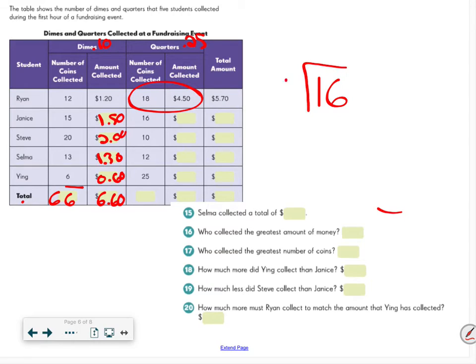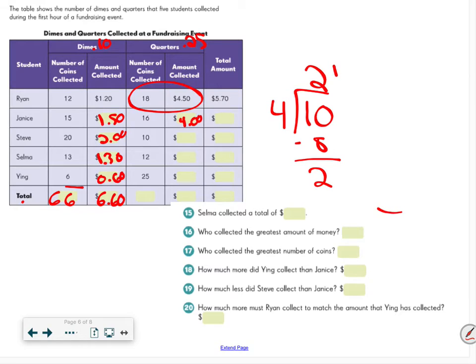If I have 16 quarters and I want piles of 4, 4 goes into 16 4 times, nothing left over, so I know that's $4. If I have 10 quarters, I can make groups of 4. Well, that's 2, and then I have 2 left over, which is 50 cents, so that is $2.50. Then I have 12. I know 12 divided by 4 is 3, so that's $3.